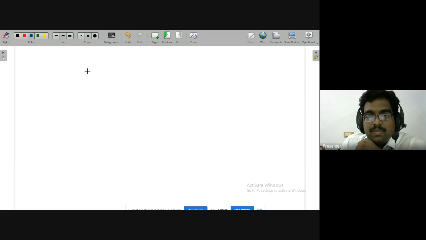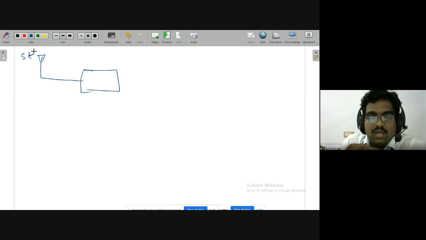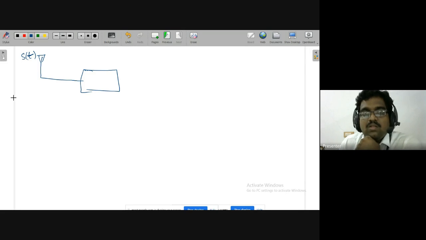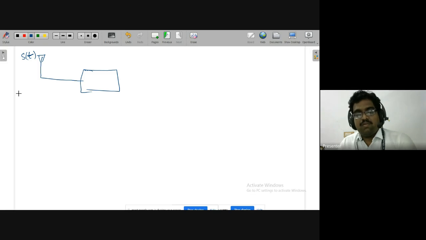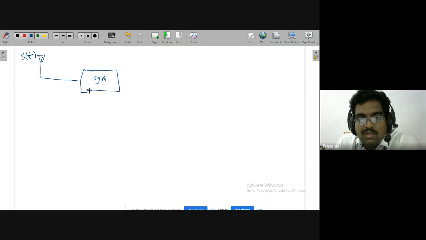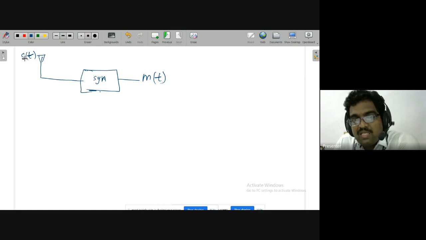See, for example, I am at the receiver side. I am receiving AM signal. Okay, AM signal. So we have defined AM signal as S of t. I am receiving S of t. This is my synchronized receiver, synchronized AM receiver. That means I want to recover my original message signal, that is M of t, from S of t.